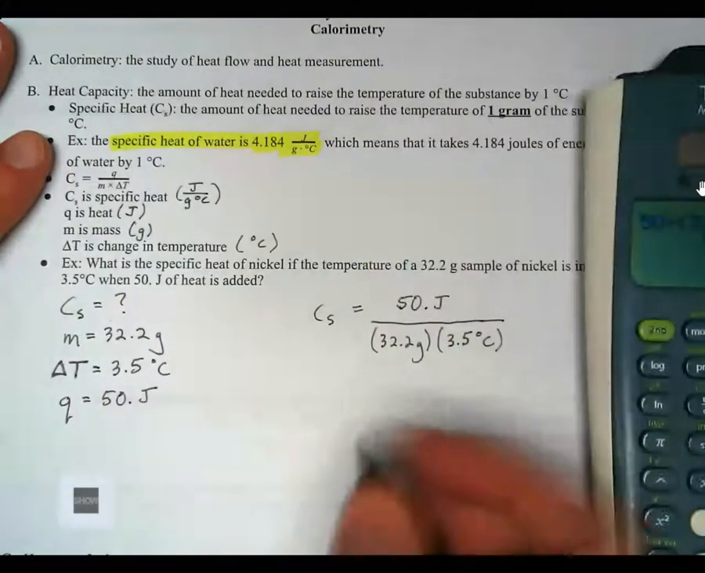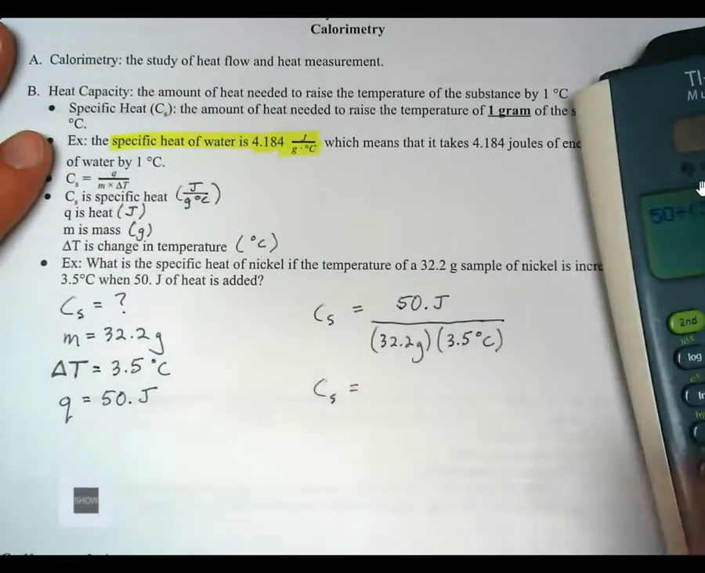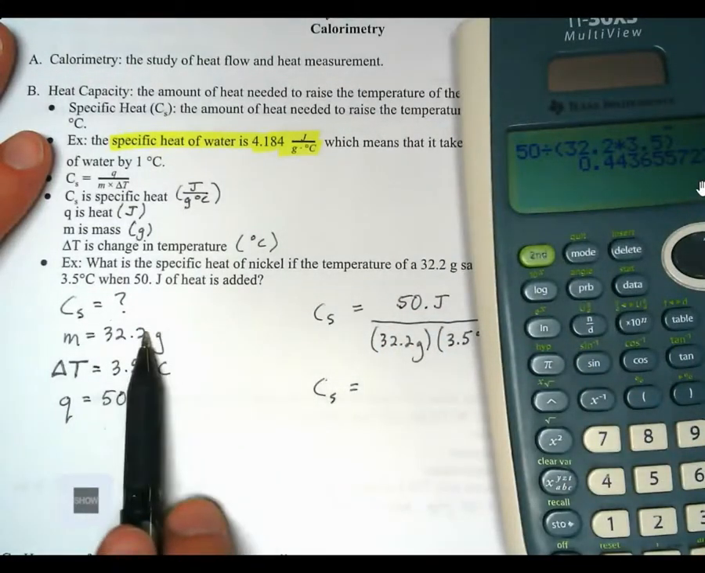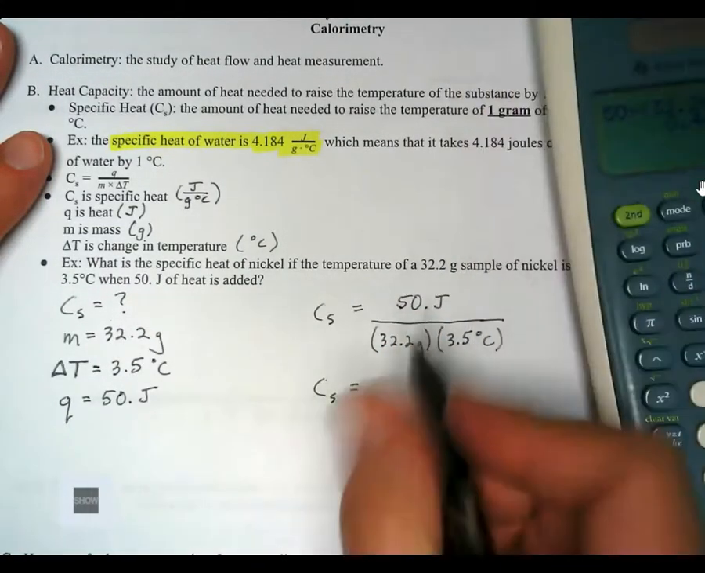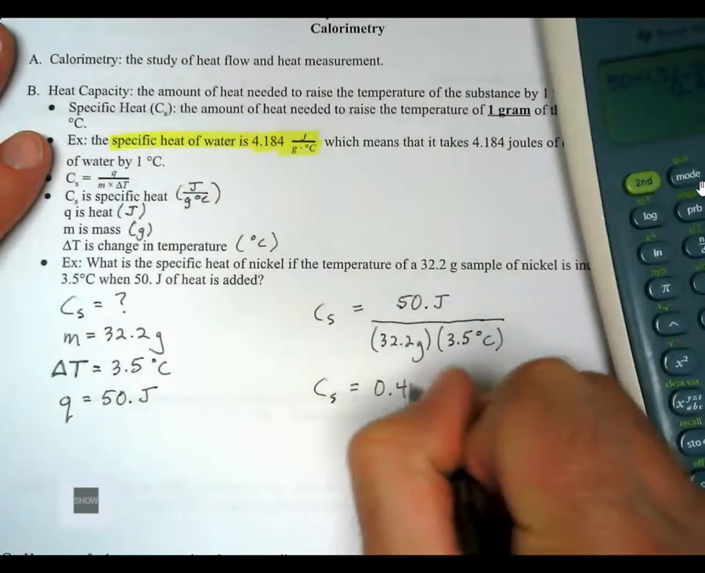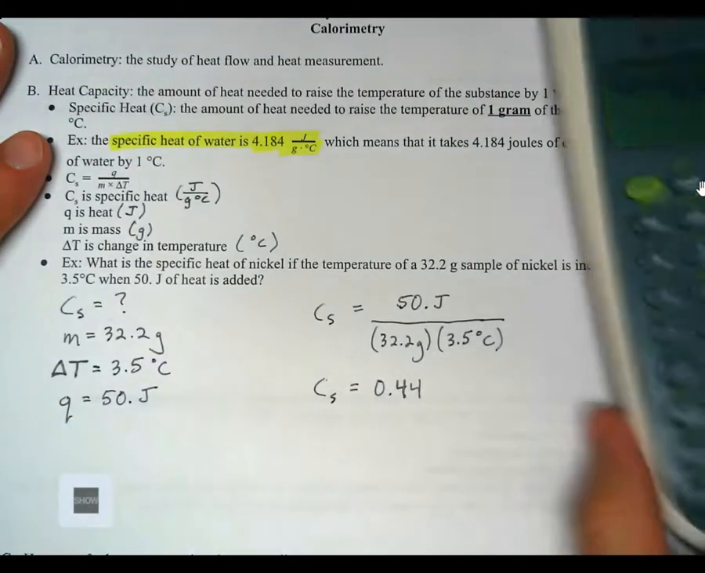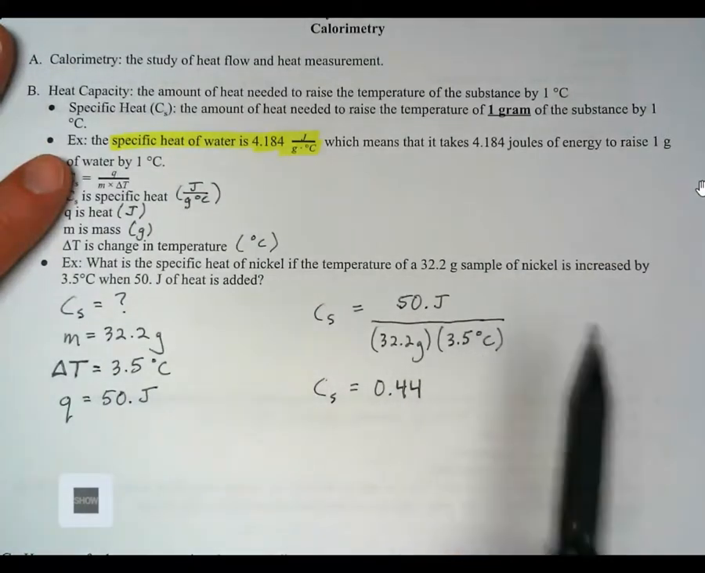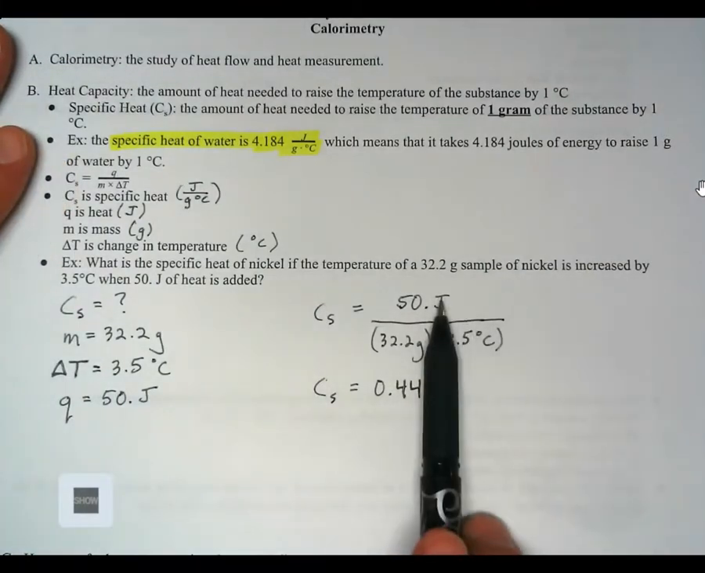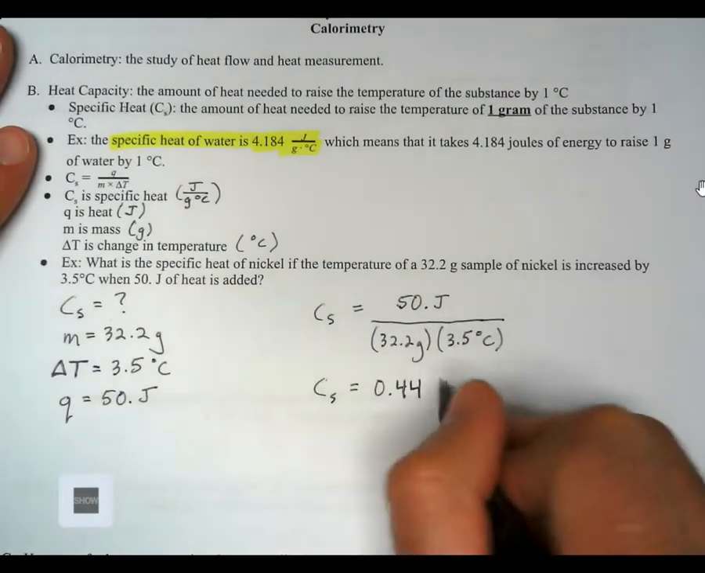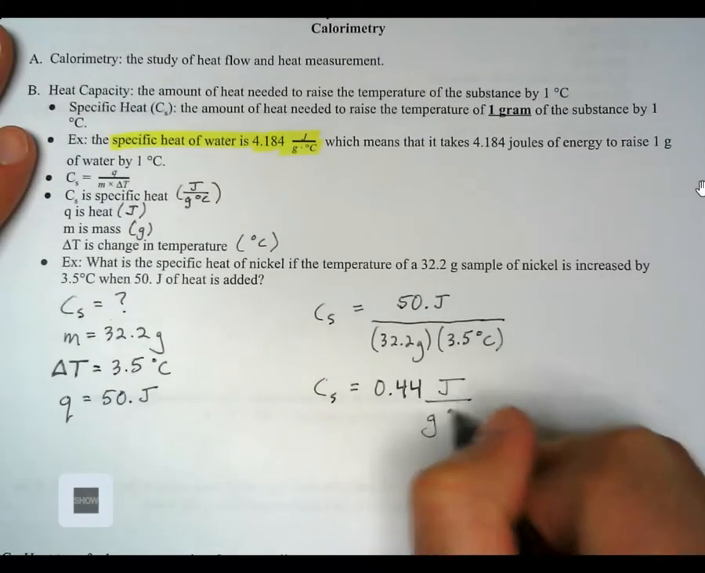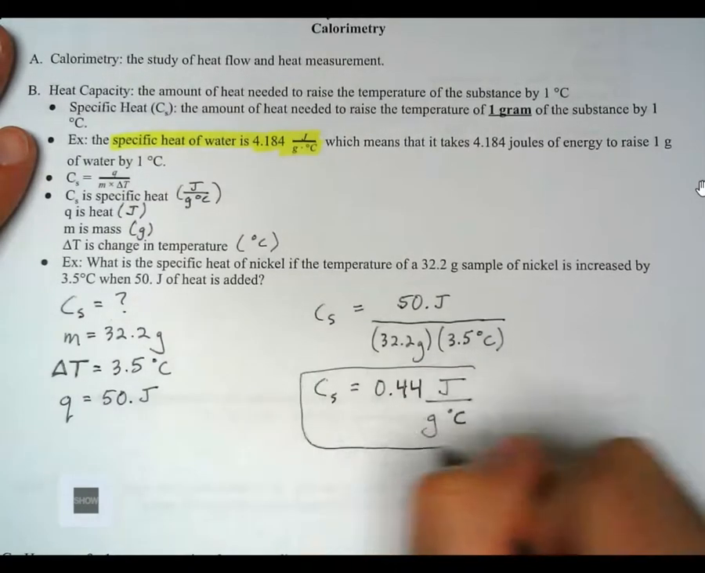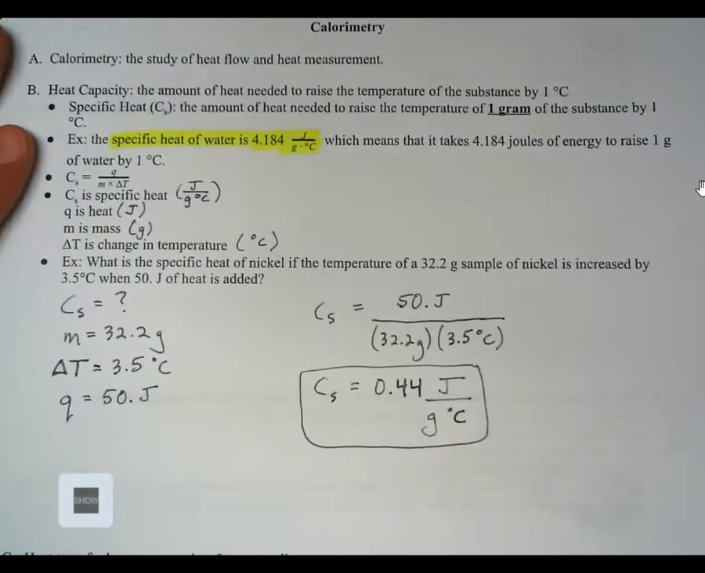There you go. So C sub S equals, and then significant figures, like we're talking. It's 3, 2, and 2, so it's 2. So it's 0.44. And our label for C sub S is kind of weird because it's a constant technically, or usually. So it's joules over grams degrees Celsius. That's the whole label. And that is our answer.